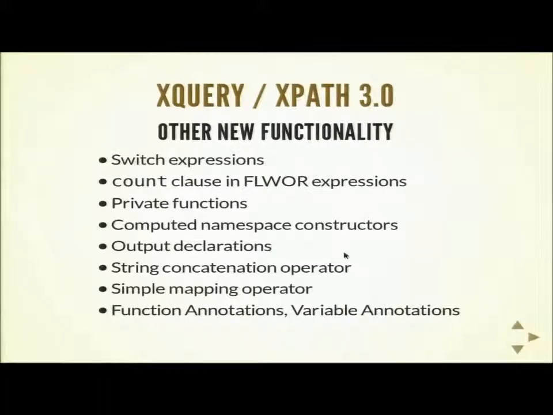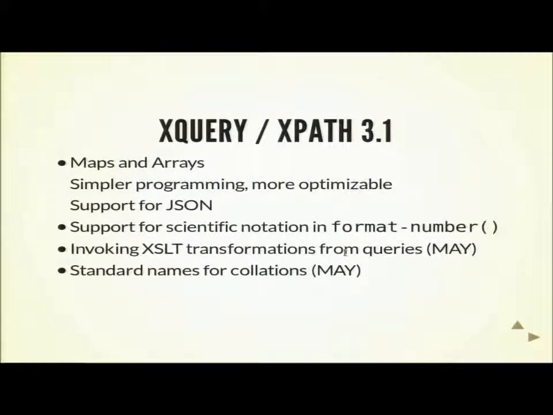Output declarations are used for serialization. The string concatenation operator is just syntactic shorthand for string concatenation. You do a lot of that. The simple mapping operator allows you to avoid writing a lot of FLWOR expressions with a single character. Function annotations, variable annotations. If you know what those are in another language, you have some idea what they are in XQuery. I'm not talking about any of these things because I think you can read these things in the specification pretty quickly. And I don't think that these are the most important things given the small amount of time I have to cover a lot of things.